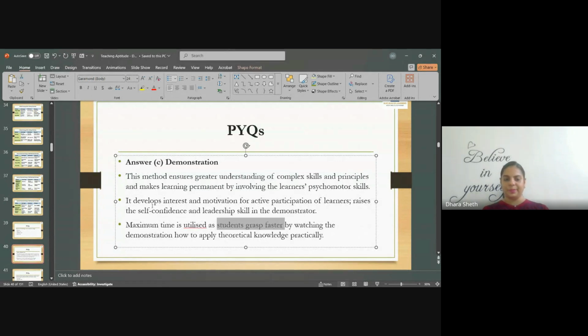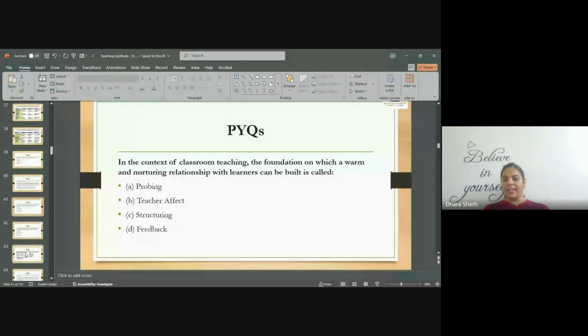In the context of classroom teaching, the foundation on which a warm and nurturing relationship with learners can be built is called: probing, teacher effect, structuring, feedback.